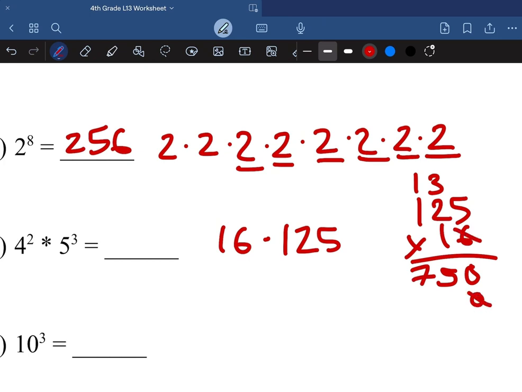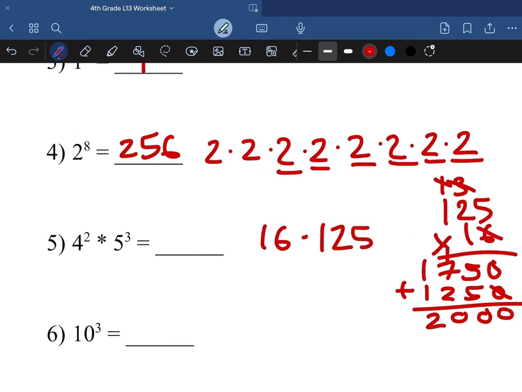Add a 0. 5 times 1 is 5. 2 times 1 is 2, and 1 times 1 is 1. We add the two numbers. 0 plus 0 is just 0. 5 plus 5 is 10. We carry the 1. 7 plus 2 plus 1 is 10. We carry the 1. 1 plus 1 is 2. So the answer for number 5 is 2000.